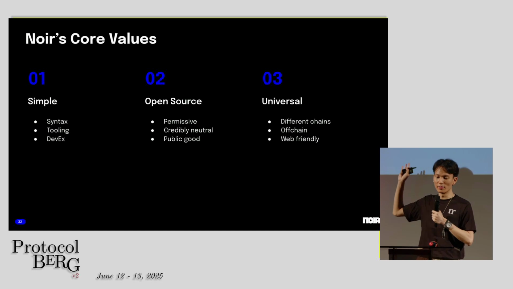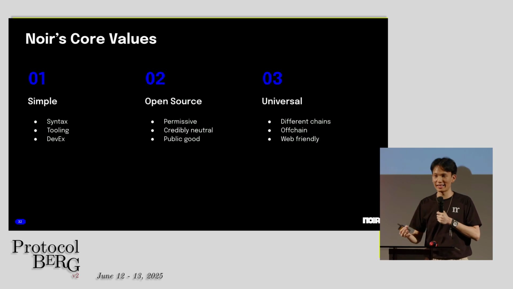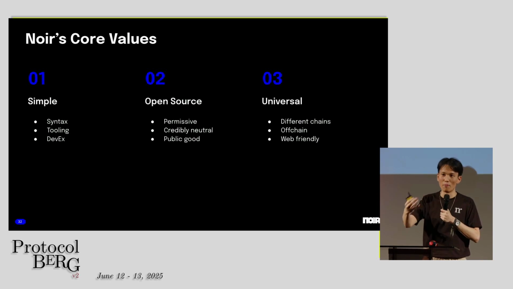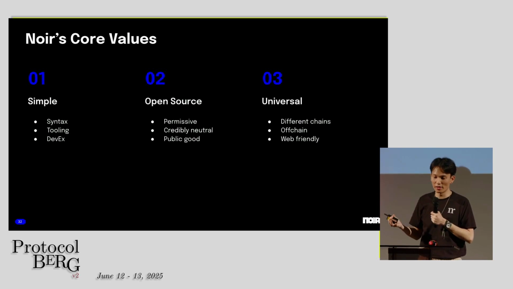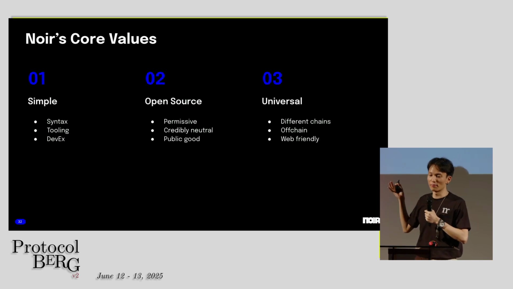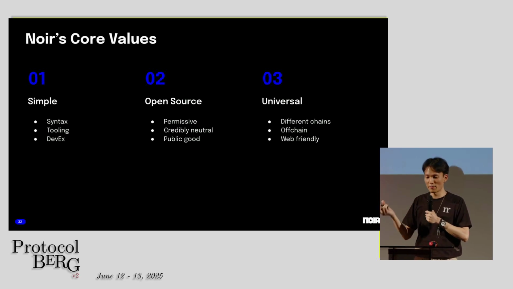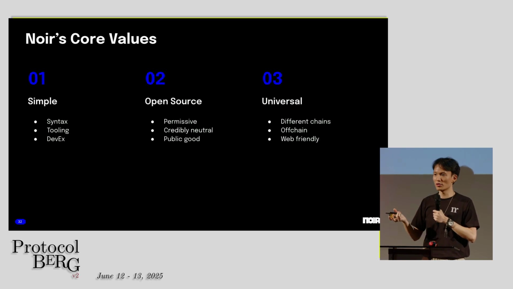The second part is open source. It means permissive access to building zero-knowledge proofs. You don't need to pay a price. You don't need to get permission or get whitelisted to start building. It also means credibly neutral. We try our best to decentralize as well as make it as neutral as possible, as a public good for people to use to build ZK proofs.